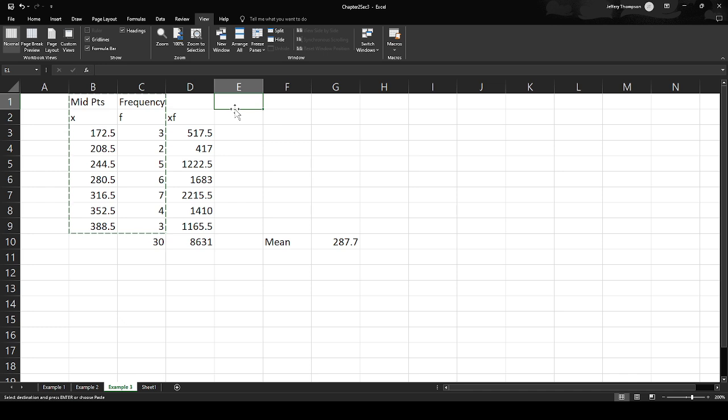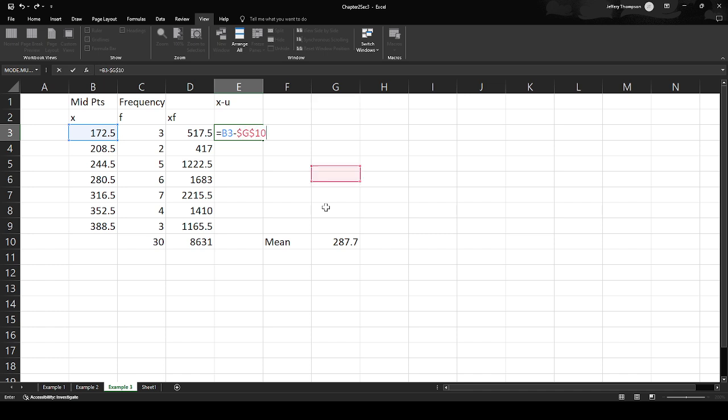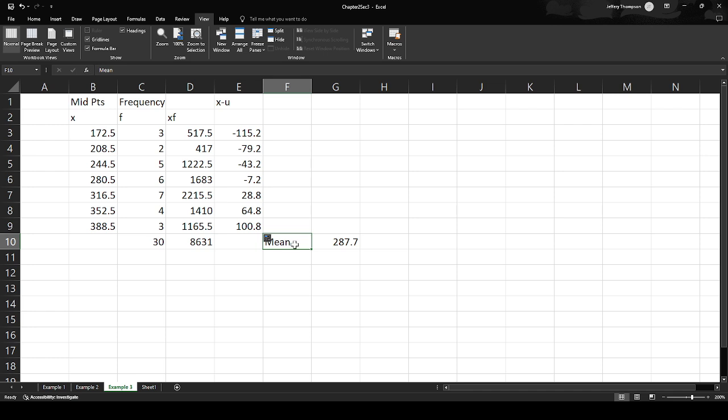What we need to do now is calculate our deviation. So this is going to be x minus the mean. I'm going to write u for mu right now. So our deviation is equal to B3 minus our mean, which is in G10. But because it's always going to be in G10, we're going to put dollar signs around it, G$10. And there we get our deviation. So we'll scroll down and get all of our deviations. I'm going to try to move my mean to a better place.